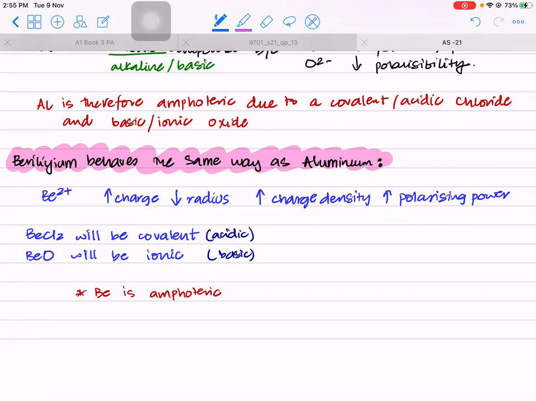And that is why, if you remember, we've done BeCl2. Where did we do it? Shapes of molecules. What was the shape of BeCl2? Linear, 180. Do you remember that? And it was covalent. Even though beryllium is a metal and chlorine is a non-metal, they still make covalent compounds. Why? Because of the higher polarizing power of beryllium and high polarizability of chloride, making the compound covalent. Clear? Do you all understand this? Any questions?